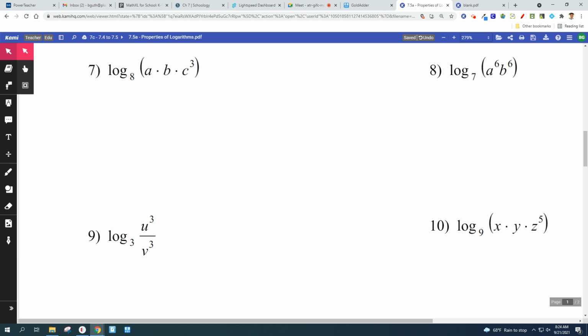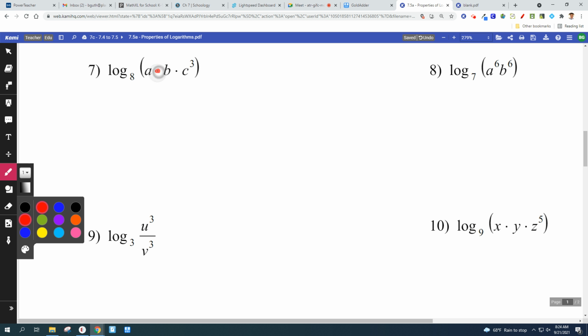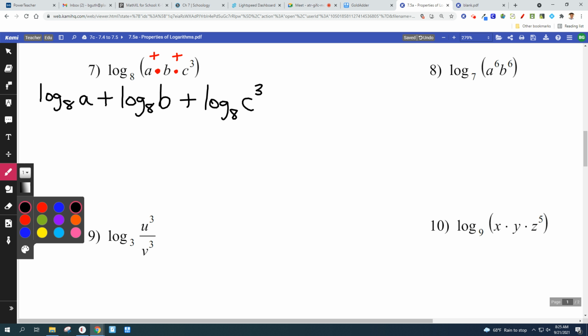All right, next one. We've got multiplication, and so multiplication changes into what? Addition. So basically, since there are 2 multiplications, we're going to have 2 additions. And so I'm going to have this, I'm going to have a log base 8 of a plus a log base 8 of b plus log base 8 of c cubed.